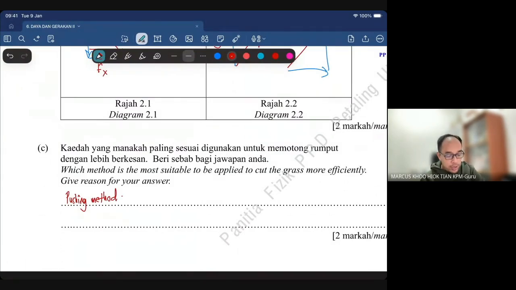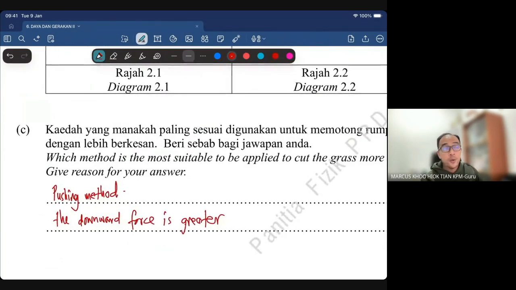Because, and then we give the reason for physics. The downward force is bigger, or the downward force is greater. I think any one of these is totally fine.